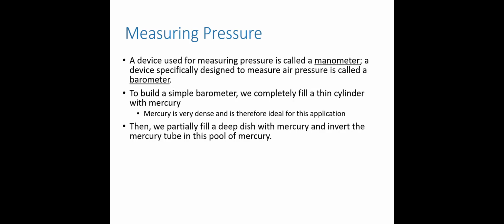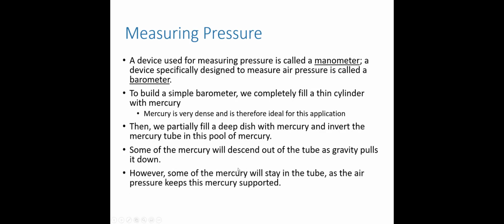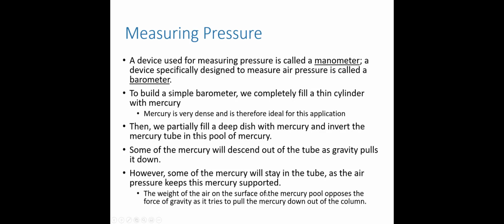And then you would put that into a pool of mercury and then release your gloved hand, because you don't want to get that on your skin. And owing to gravity, some of that mercury will start to fall down into the pool. But what's fascinating, of course, is that some of it will stay up in the tube. The reason for that is that the air pressure keeps it supported. And we'll look at a picture of this in a moment.